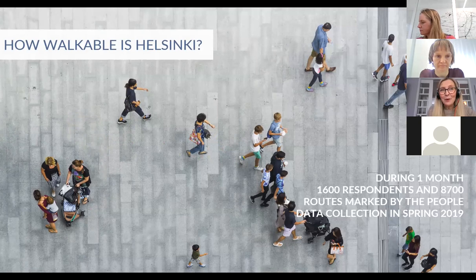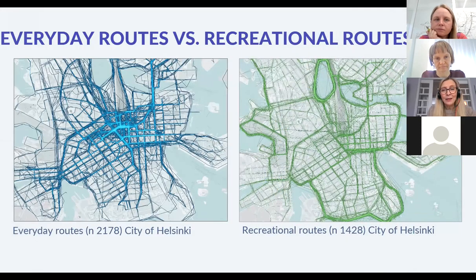Let me briefly tell you about a specific project that they did in Helsinki to improve walkability of the city. This was a smaller scale project, but still during 1 month, 1,600 respondents participated and produced over 8,700 routes that were asked in the survey. So people were really asked to map both everyday routes and recreational routes that are important to them in their daily life. And here you can see all these routes are geocoded by people themselves. So this is not based on any tracking data.